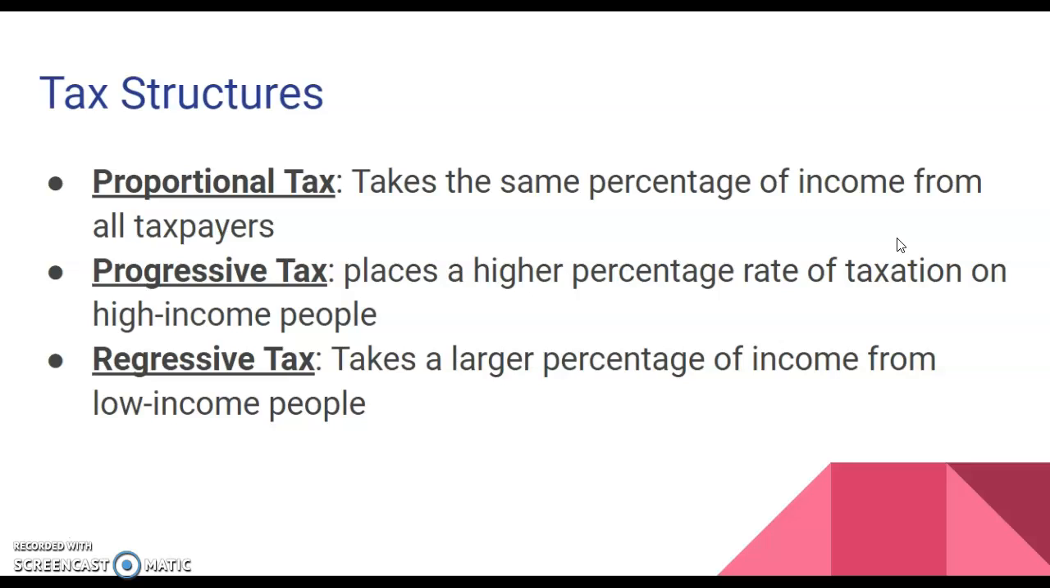And finally, the third, which is the least popular of the tax structures, is the regressive tax. Here it takes a larger percentage of income from low income people, and the few states that do have a regressive tax system try to support that argument by saying that low-income people would be more likely to receive the benefits from those taxes, and therefore that is why they charge them at a higher percentage.